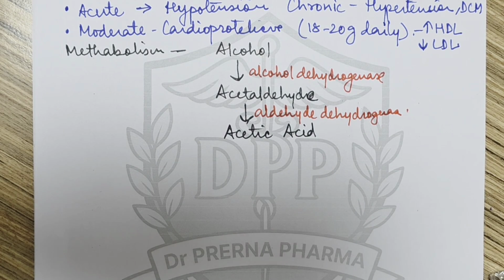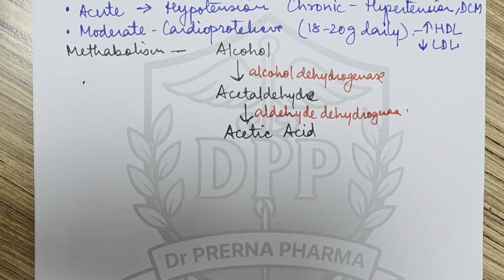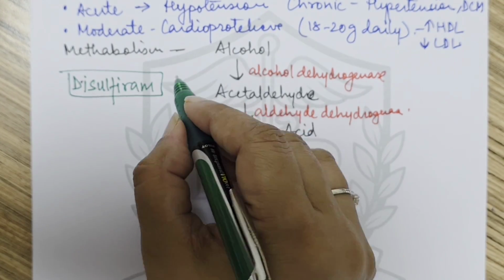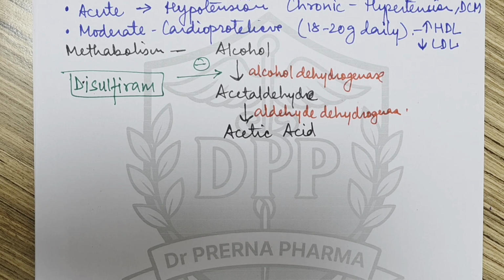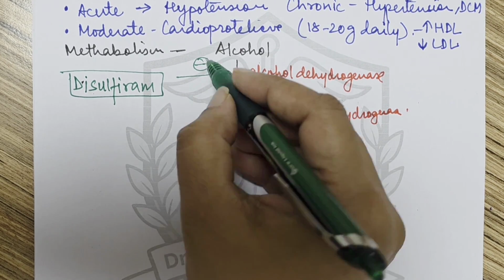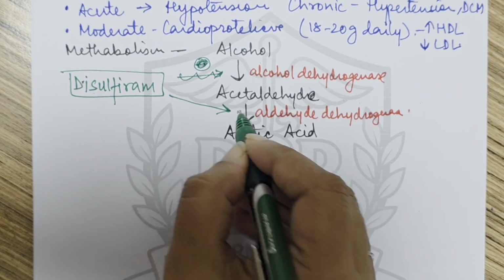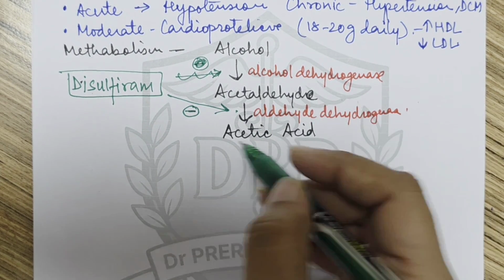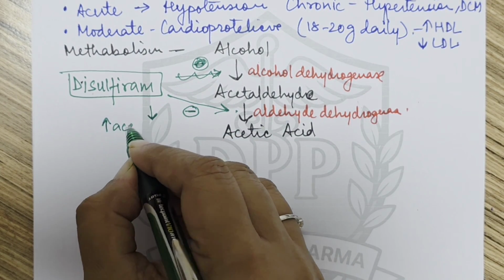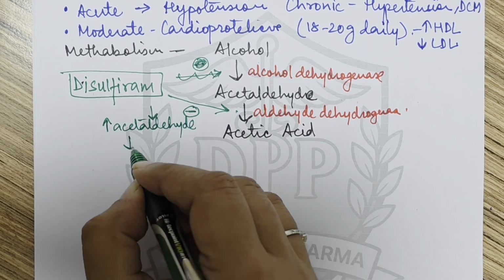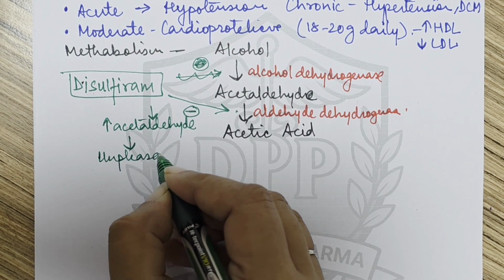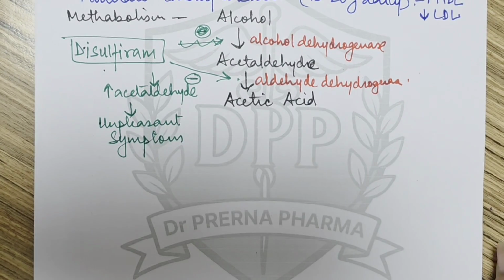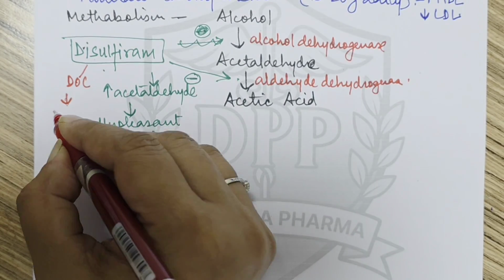Now what happens? There is a drug. What is that drug called? Disulfiram. Now this disulfiram, it inhibits aldehyde dehydrogenase. And because of the inhibition of aldehyde dehydrogenase, there is increased quantity of acetaldehyde. So it causes increased acetaldehyde in our body. And this acetaldehyde results in unpleasant symptoms. And so disulfiram is the drug of choice in patients who want to leave alcohol.